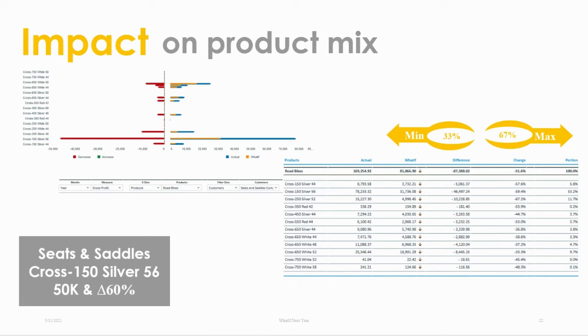We can go even further by doing a composition analysis. For example, we can look at the products sold to customers. We could ask the question, what products did Seats and Saddles buy that caused the 52% reduction? And we can see that Cross Silver 56 caused around a 50,000 reduction in profit, which is about a 60% change and accounts for half of their reduction in road bike profit.